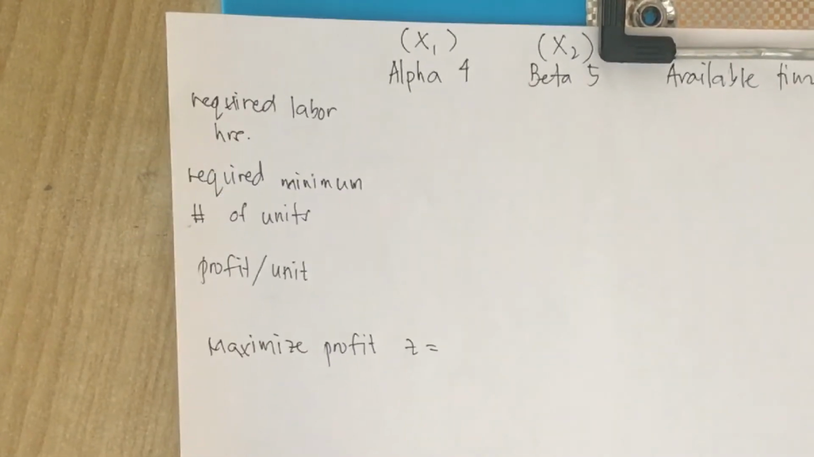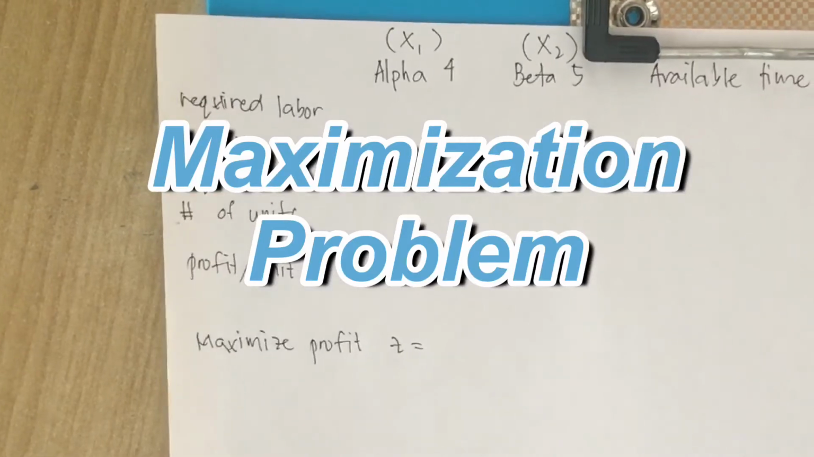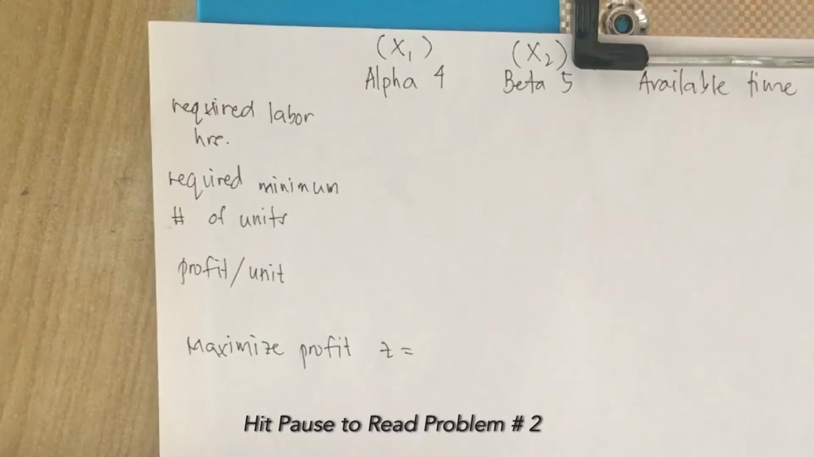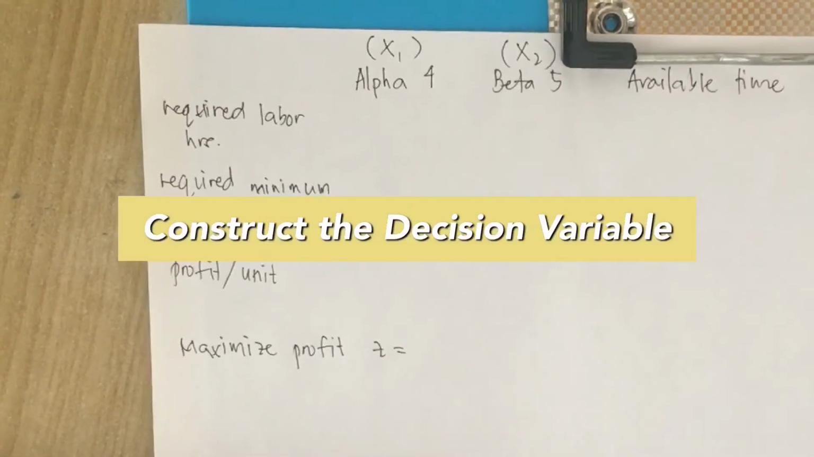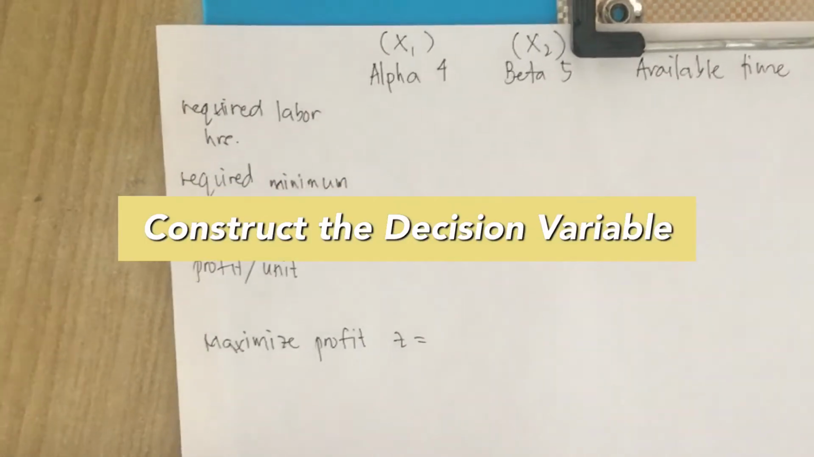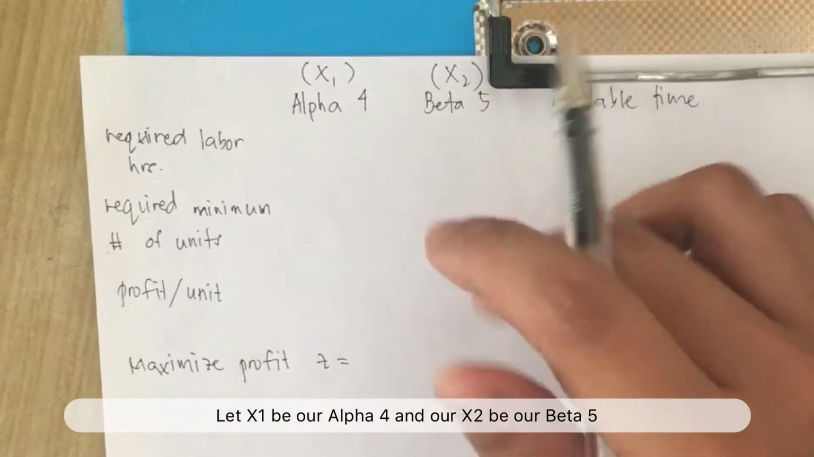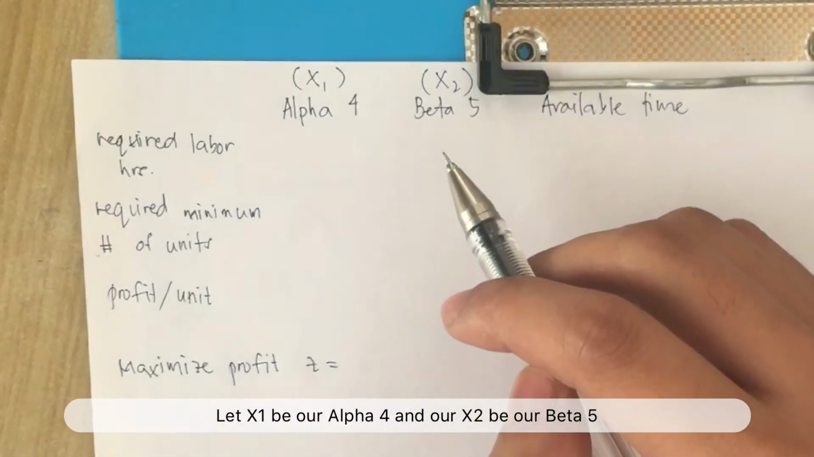Hola amigos! This time, we're going to solve a maximization problem of a linear programming topic. First step we're going to do is to construct first our decision variables. So, we'll let our x1 be our alpha 4 and our x2 be our beta 5.